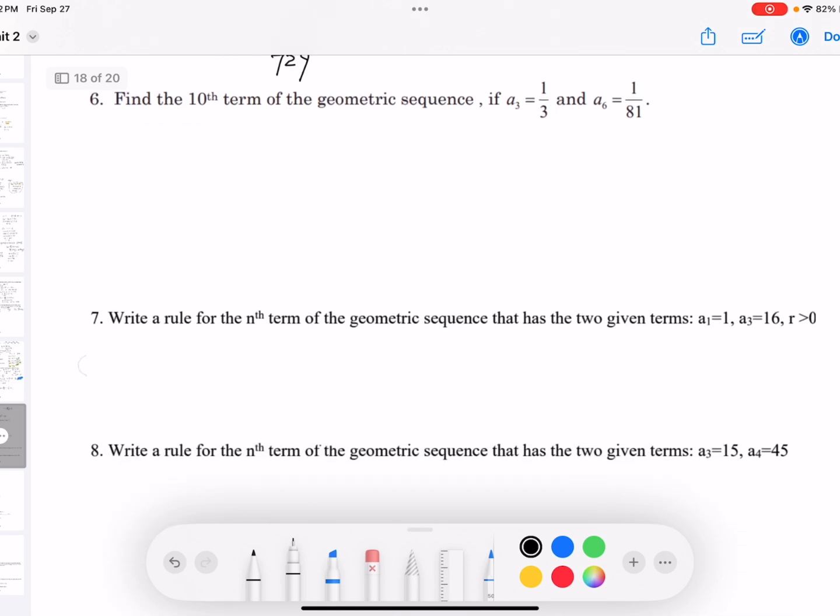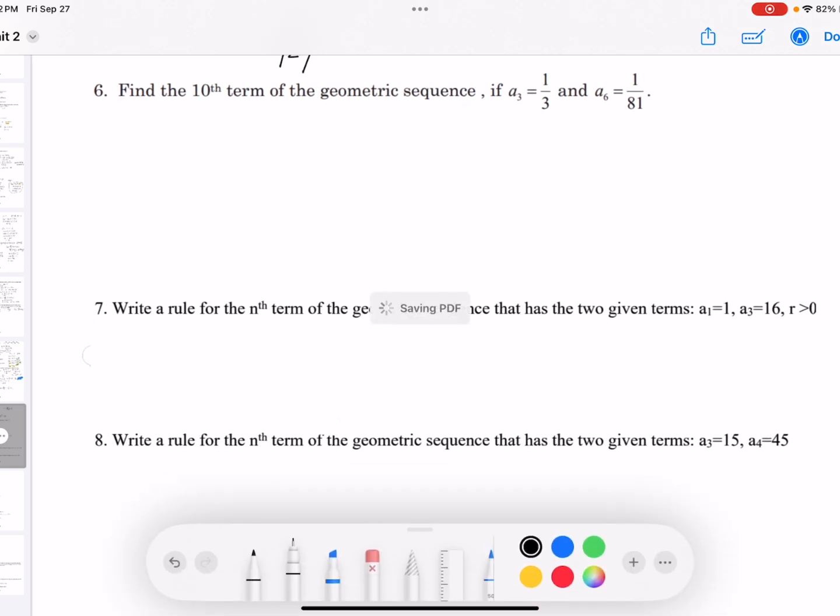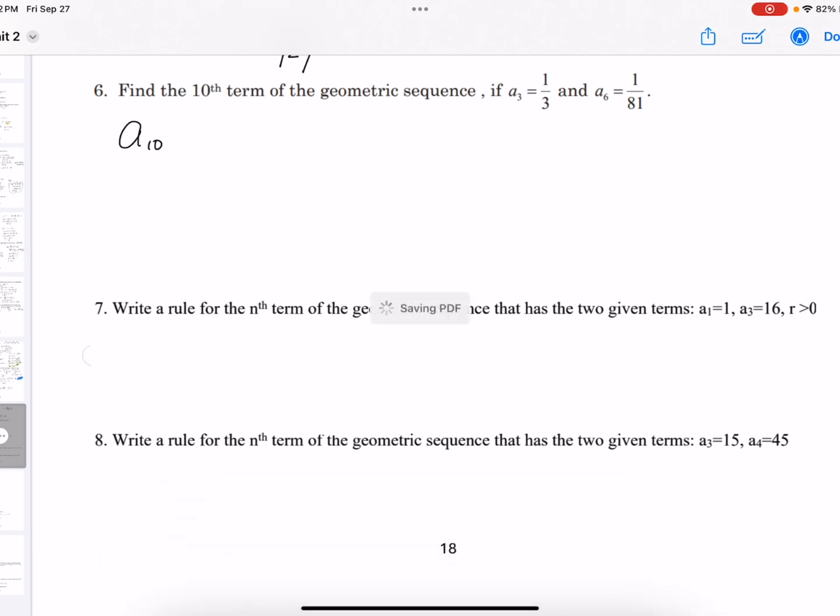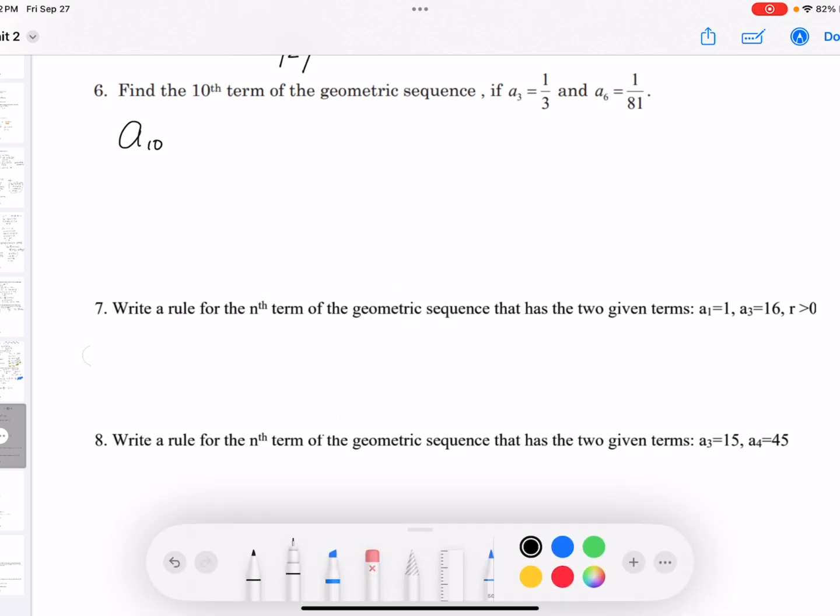All right, let's find number 6. Find the 10th term of the geometric sequence, if a sub 3 is equal to 3, and a sub 6 is equal to 1 over 81. And we are looking for a sub 10. If I'm using a sub 3, a sub 10 is equal to a sub 3 times r to the 7th power. So I must have my r's value.